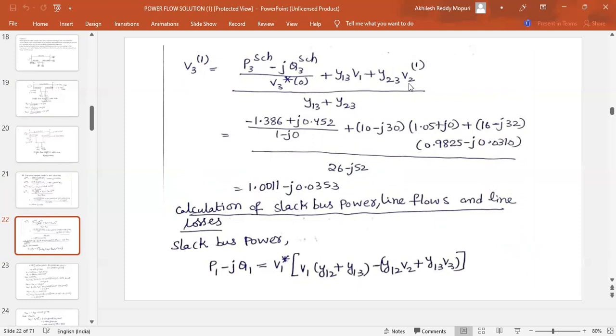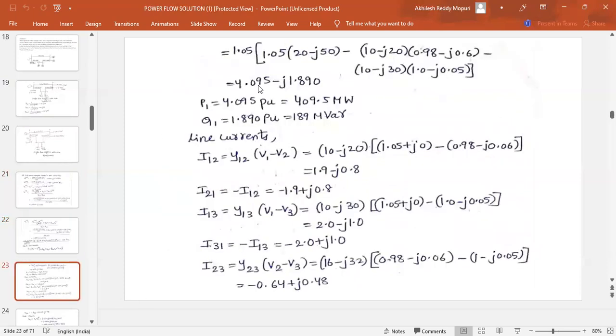Now, you will keep calculating this from this formula. You can calculate, and the real part will be equal to P, the imaginary part will be equal to Q. Since they are in per unit, we know the base is 100 MVA, you multiply with 100 to get the actual powers at this slack bus. Now, we had computed this slack bus power.